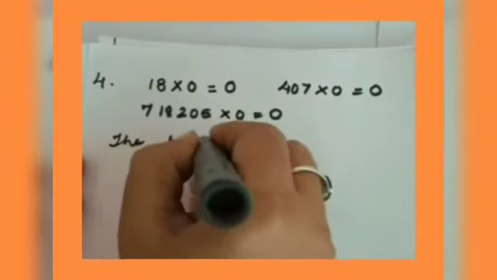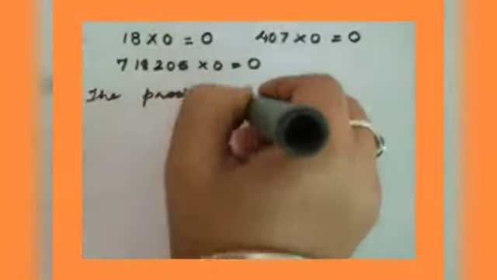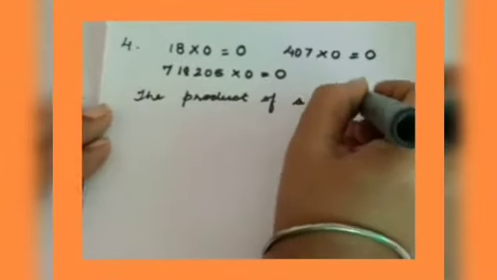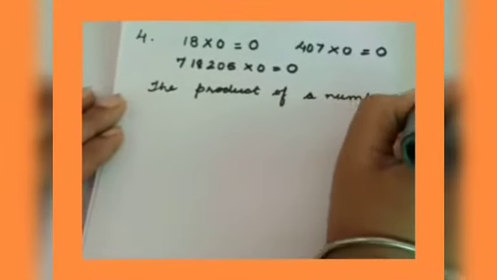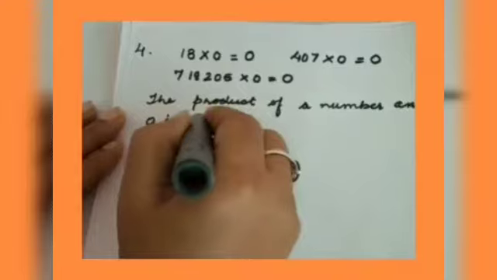So this is your fourth property, children. The product of a number and 0 is 0.